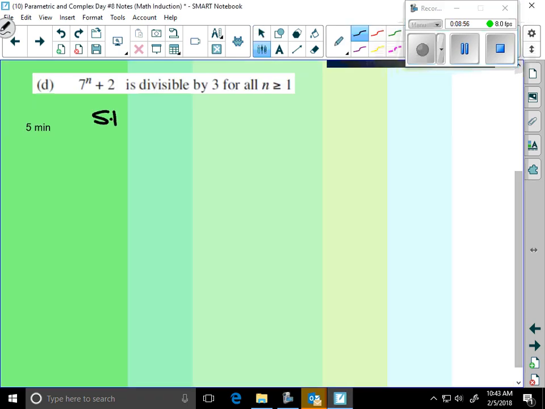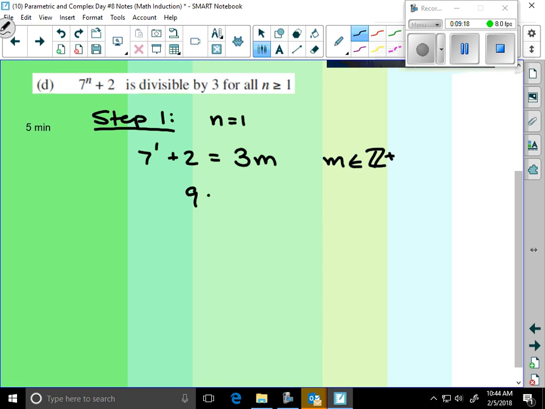Step 1. Austin, while they were trashing your essay, we did math induction. Okay, so step 1, prove true for n equals 1. So 7 to the first plus 2, is that equal to 3 times some number m, where m is in the positive integers? The answer to that is yes. Is that true? Would m be a whole number? Yeah, m in this case would equal 3, coincidentally. So check that off our list.